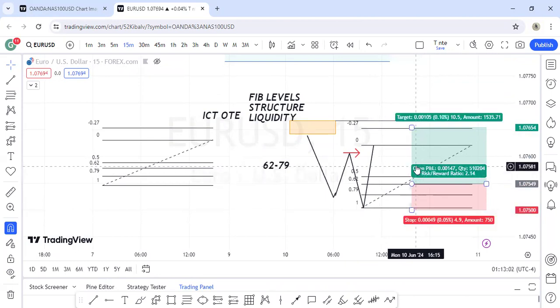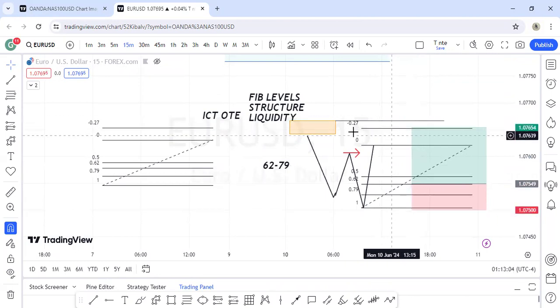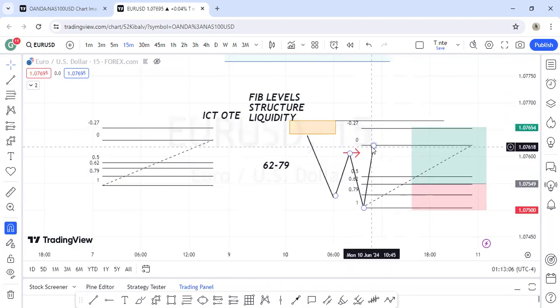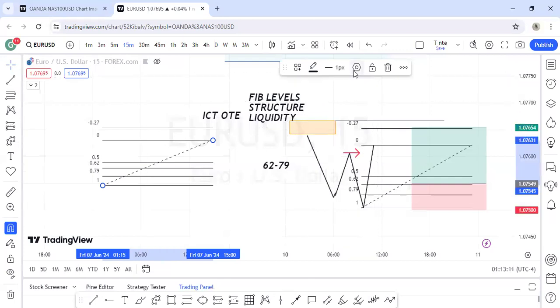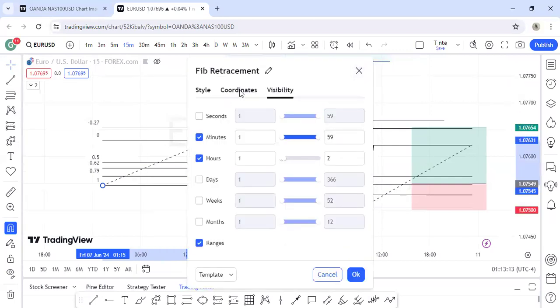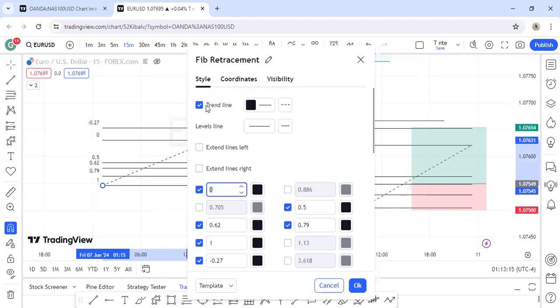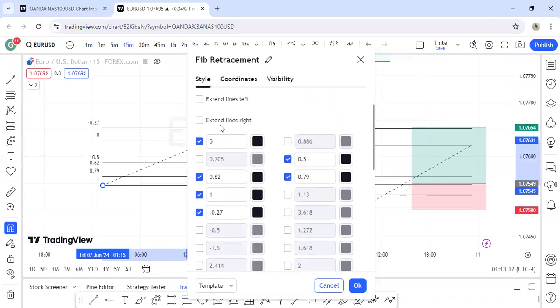So you can simply take here as your profit. That is where your target should be. So how do you put in minus 0.27? You simply click on this, click on the settings button, then come to coordinates, right? So style. You just simply put it in. You put in the 0 level.